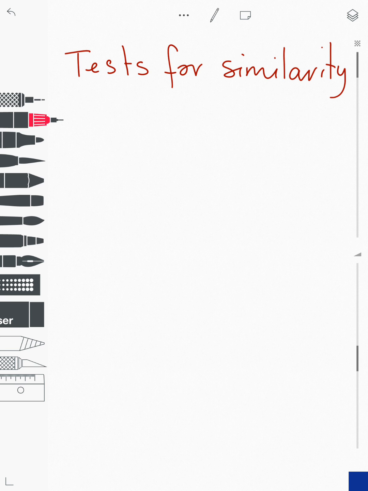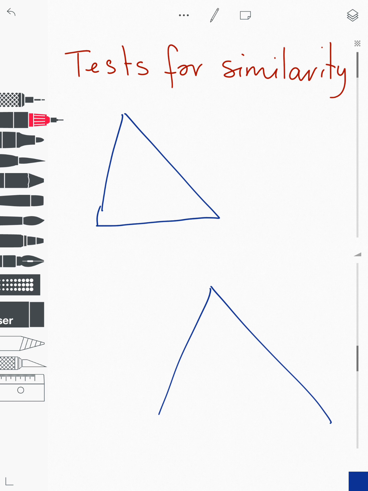So let's go through that again. If two angles of one triangle are equal to two angles of another triangle, then the two triangles are similar. Let's give a quick example of that. So let's say I have triangle number 1 and triangle number 2. Now, to test if they're similar, I have to have some information in order to prove that they are similar.